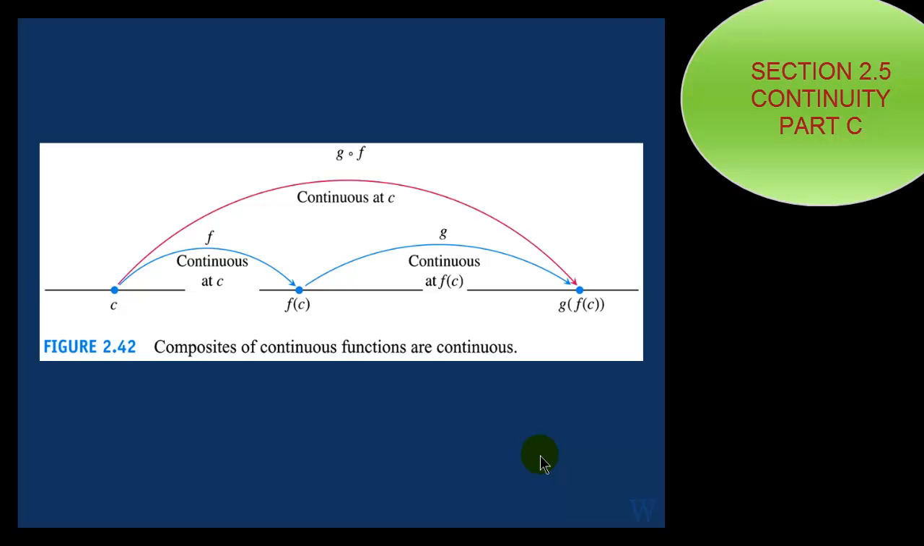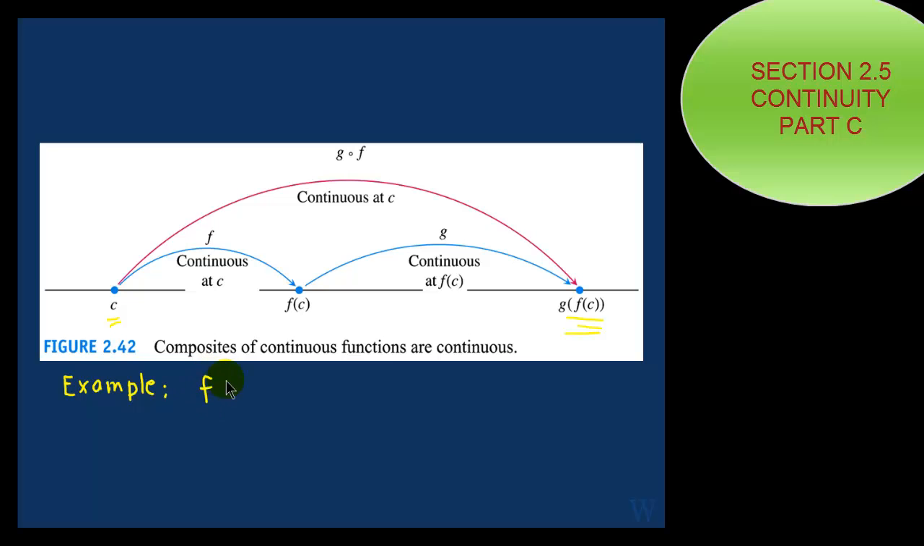How about if we have a composition of functions? Well, what this diagram shows is that if I have a continuous function f at c, then that means it will have an f of c, that's the limit as x approaches c. And then I'll have another continuous function g, which is continuous at f of c. Then my composition will also be continuous. That's all that this is saying.